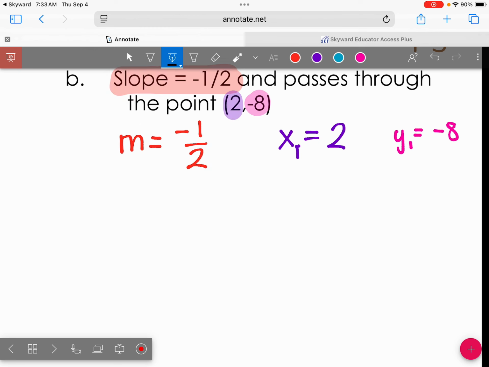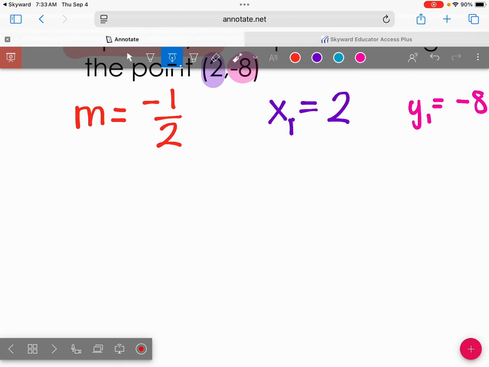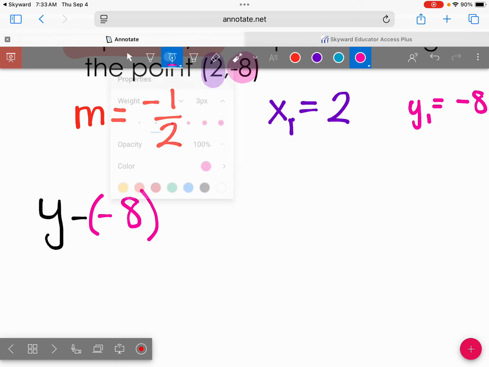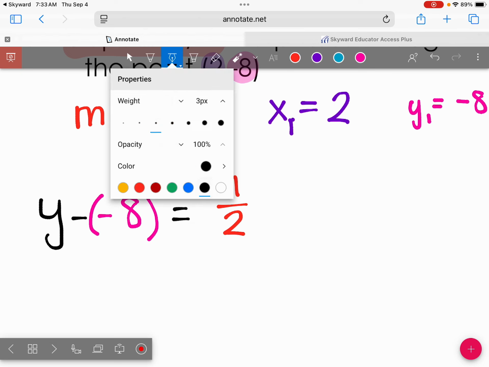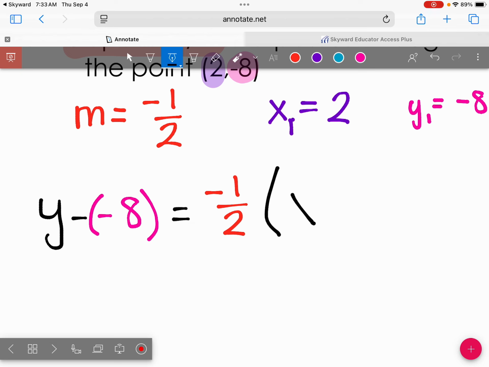And then we're going to just substitute things in to get our formula. So we're going to have our y minus our y1, so y minus -8. And that's going to equal our m, which is our -1/2. Then we have x minus x1, so x minus 2.